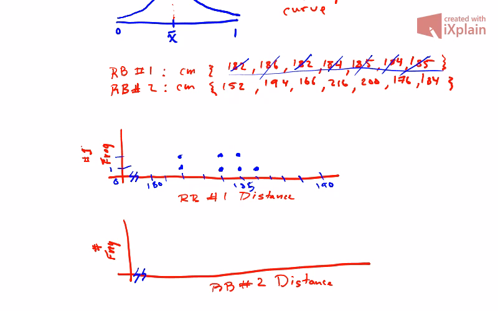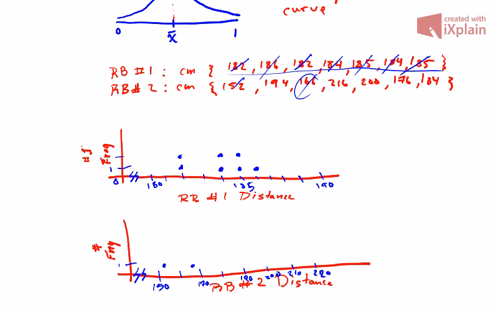Let's talk about rubber band number 2. We're going to do sets of 10s here. So I've got 150, 160, 170, 180, 190, 200, 210, and then lastly 220. Now, do I have anything between 150 and 160? Yeah, I've got 152. So I've got 1 at 152. Do I have anything between 160 and 170? Yeah, I've got 166. So probably right there.